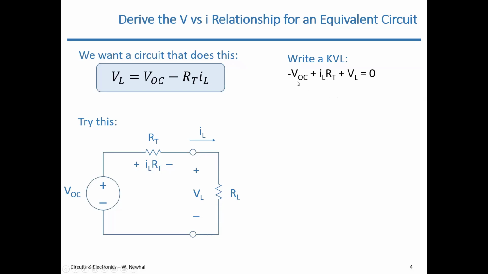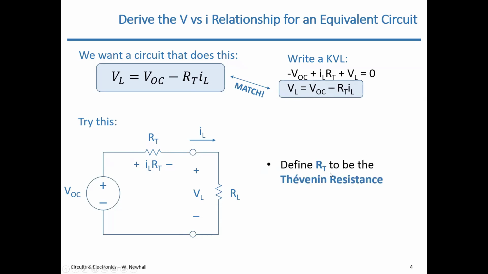Okay. And if I rearrange this a little bit, I get VL equals VOC minus RTIL, which is a match, right? So these two equations match, which means any load connected to either that original circuit or the simple circuit with a source and a resistor, they both see the same thing from the perspective of the load. The circuit behaves the same.